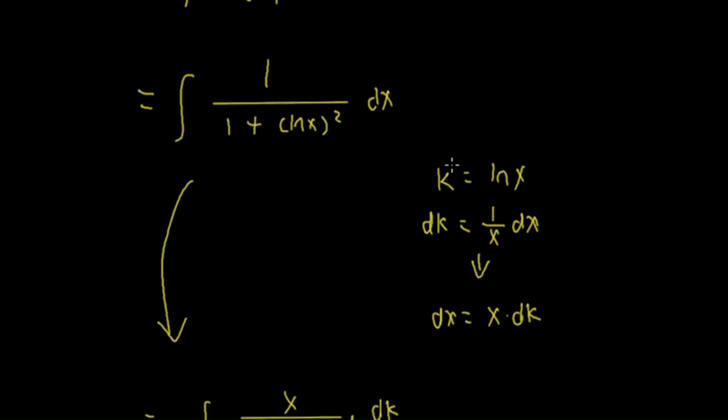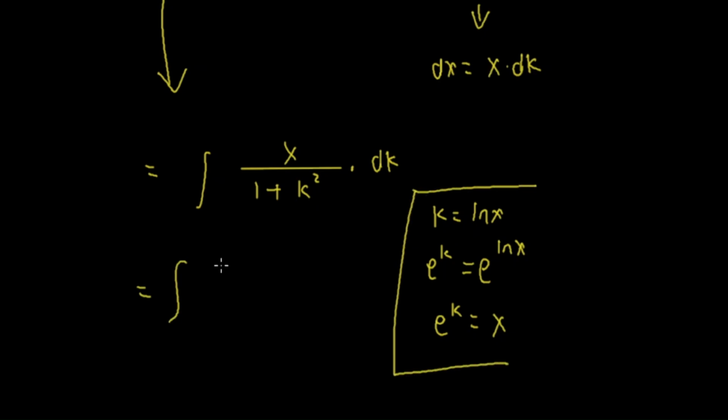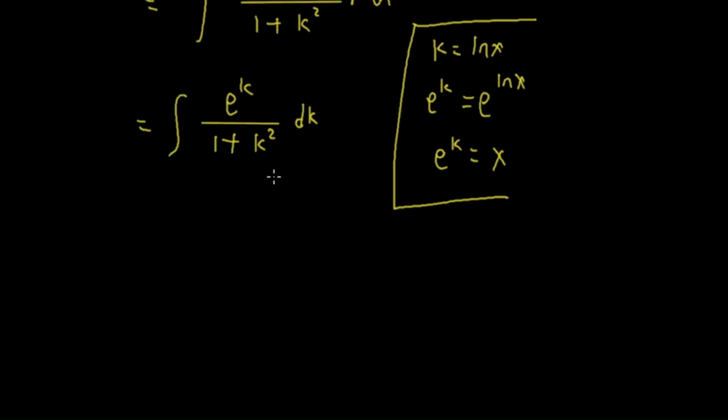Now we know that k is equal to ln of x, right? So from here, k is equal to ln of x. Now I'll take the exponential of both sides, like e to the k, e to the ln of x. Now this is just equal to x, right? So e to the k is equal to x. Now I can replace x with e to the k, right? So that is integral of e to the k over 1 plus k squared dk. Okay, now how do we integrate this?